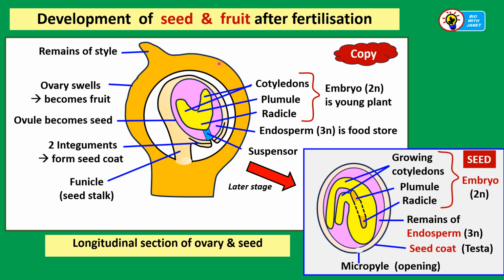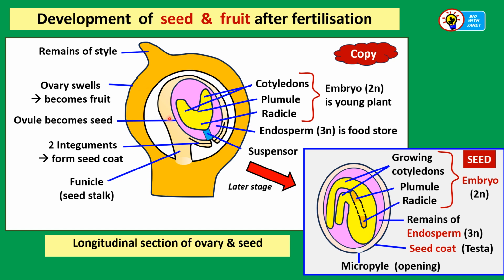So this diagram here shows us the later stages of development of the seed and fruit after fertilization. Now here you can see that the style has withered away. So the style and stigma will wither away. They will degenerate and wither away after double fertilization. So they more or less disappear from the fruit. Now the ovary wall will swell. So the whole ovary will become the fruit.